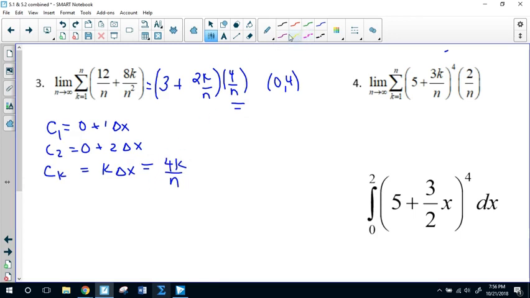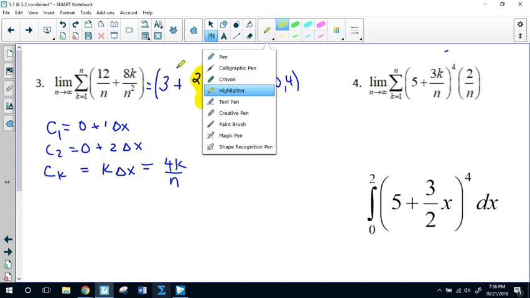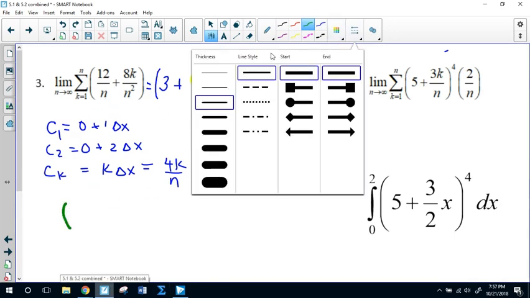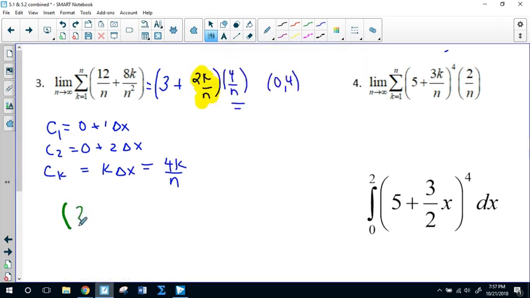Okay, now I think that the extra problem here is that I don't have a 4k over n in my problem. I have a 2k over n. So I need to rewrite the stuff in parentheses so that it has a 4k over n. So what I'm going to do is take that parenthesis now and rewrite it with the skinny pencil. 3 plus, and if I factor a 1/2 out of the 2k over n, I am left with 4k over n. So I'm rewriting it so that I have a 4k over n in my problem.